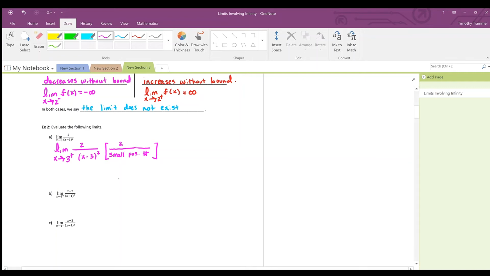Okay? And in fact, this limit is infinity. Okay? This one increases without bound as we get closer and closer to 3 coming from the right. Okay. Let's try from the left. We actually already maybe caught on to what happened coming from the left.